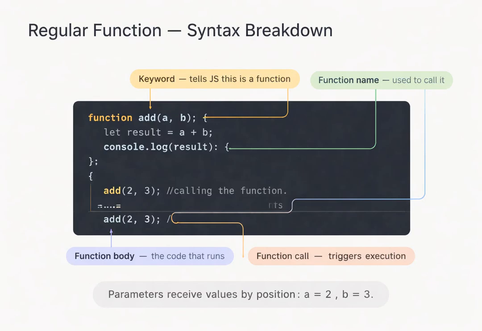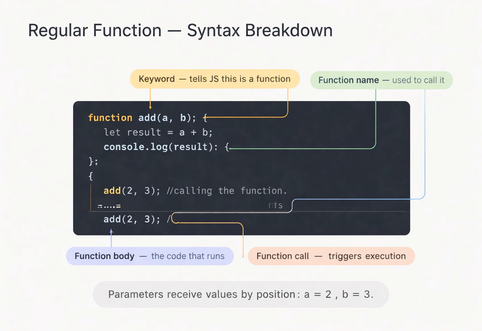You start with the function keyword. This tells JavaScript that you're defining a function. Then comes the function name, which is what you'll use to call it later. In this case, the name is add. Inside the parentheses are the parameters. These are the inputs the function accepts. Here we have A and B. When you call the function and pass in values, those values get assigned to these parameters by position. So if you call add(2, 3), then A gets the value 2 and B gets the value 3.